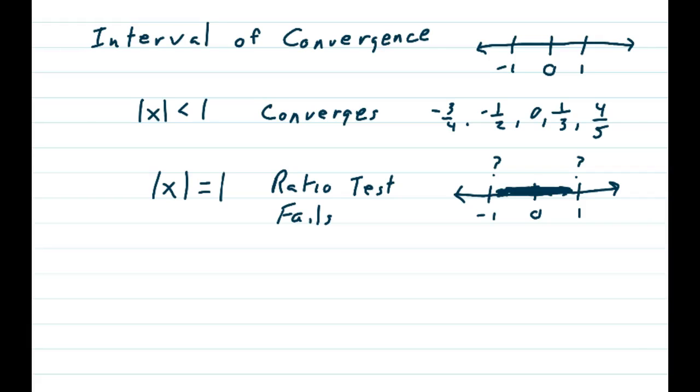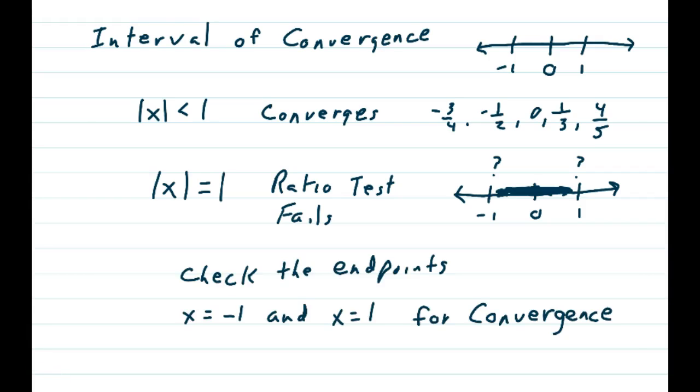So looking at a number line, if the absolute value of x is less than 1, we know it converges if we use fractions like -3/4, -1/2, 1/3, 4/5. We could certainly use 0. And so we start getting an idea of all the numbers in between -1 and 1. However, if the absolute value of x equals 1, we don't know a thing. So if we put a -1 in there for x, it certainly would equal 1, and we don't know because the ratio test fails. Likewise with x equals 1.